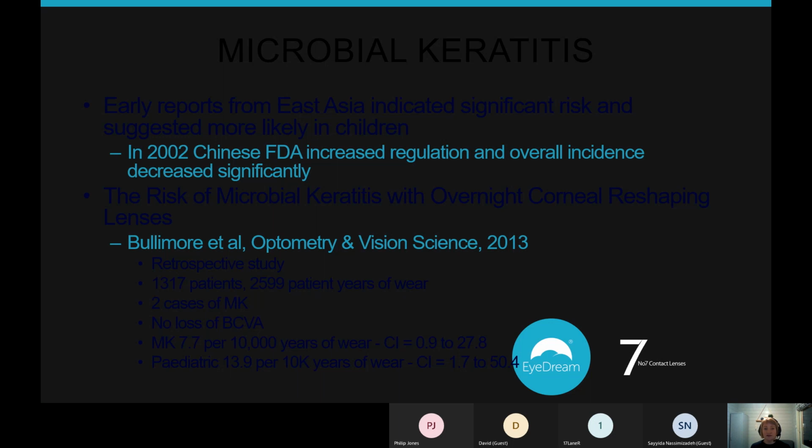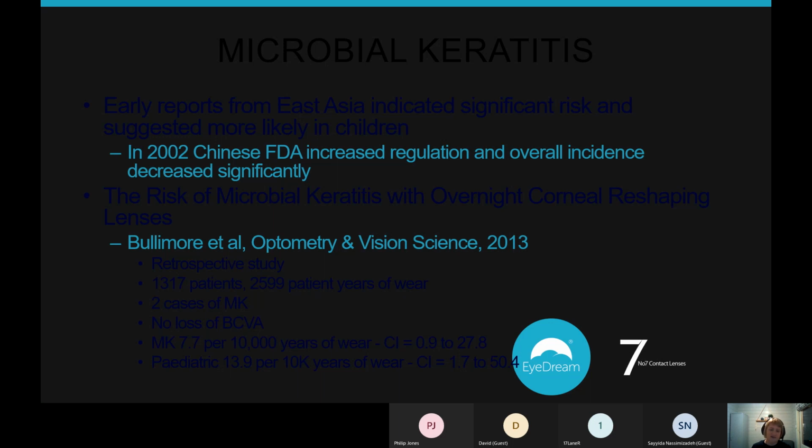Now, you're probably familiar with the rates of microbial keratitis being given per 10,000 years of wear from those large population studies, where they go to a tertiary centre and look at what the risk factors for those patients were. And obviously 2,600 is less than that, so they have to extrapolate those figures up to reach the 10,000 years of wear. In those patients, there were 2 cases of microbial keratitis and no loss of best corrected vision. So both patients were treated successfully and maintained their best corrected vision.